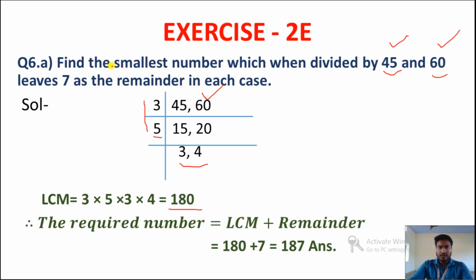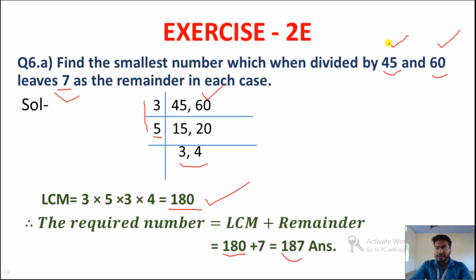Now we need to find out the smallest number which when divided by 45 and 60 leaves remainder 7. So the required number equals, what we have to do, we already found the LCM. We need to add the remainder to the LCM, and the remainder here is 7. So LCM plus remainder will be the answer. So 180, that is the LCM, plus 7, that is the remainder. When we add, we'll get 187. So this is the number.